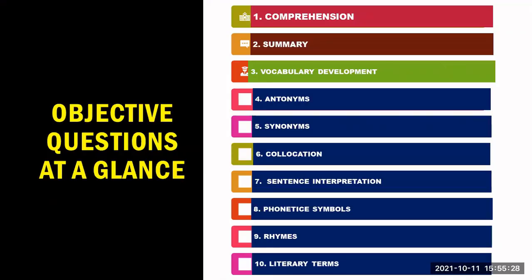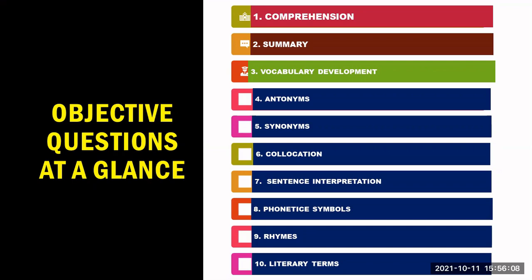Now, objective questions at a glance. You know, the Junior School Certificate Examination or the Basic Certificate Examination is basically made up of objective questions, and then you have the theory part, and then you have the literature aspect as well. But today we are focusing on the objective questions, and I want to give you the big picture of the various aspects of the objective questions.